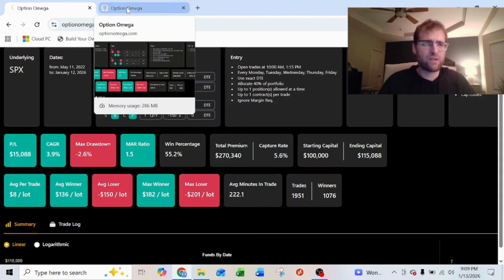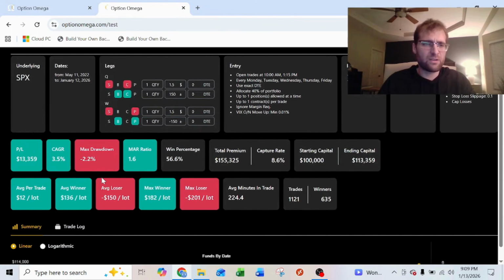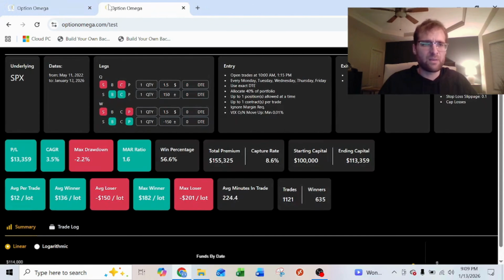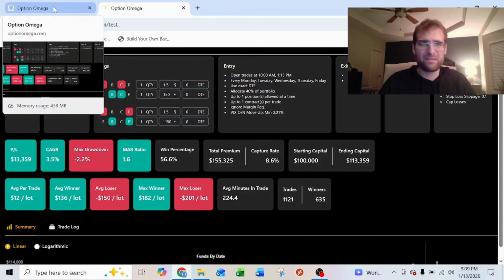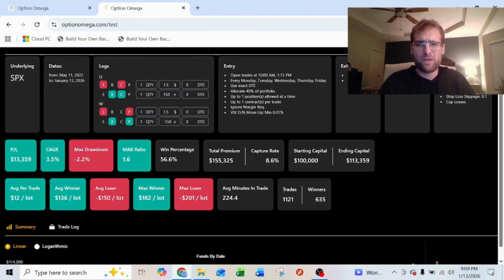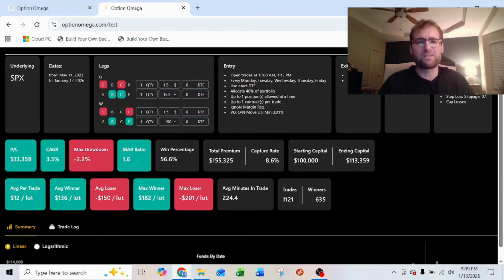So the original trade, $15,000. The filtered or signal-based trade went to $13,359. And you might say, well, the back test didn't make as much money in the filtered trade, but I'll show you why I prefer the filtered trade in a second. Capture rate, 8.6% in the filtered trade. It was only 5.6 in the original. Going from 5.6 to 8.6 is huge on the capture rate. And again, that's the amount of premium that we're retaining.